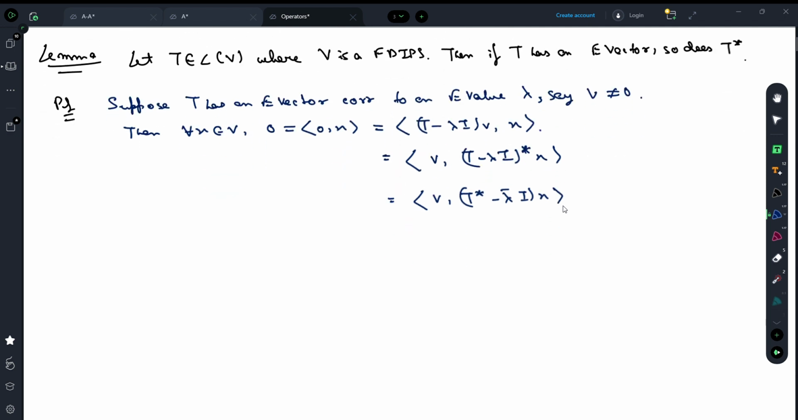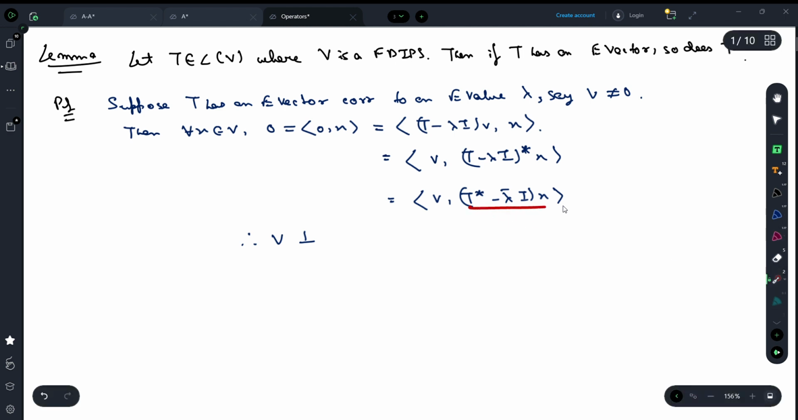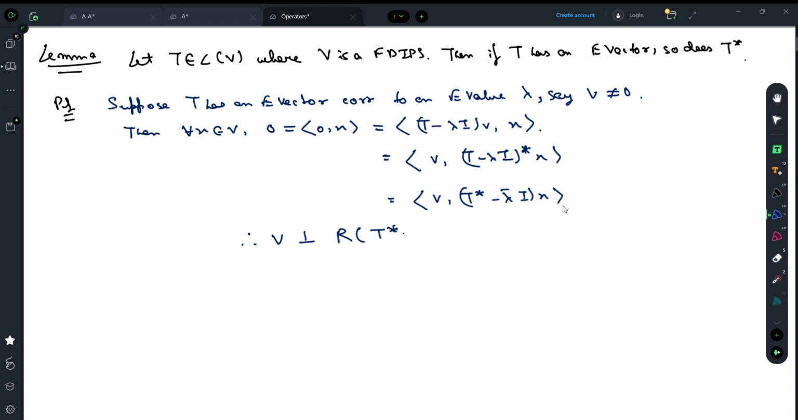See, this immediately means that V is orthogonal to all the vectors which are of this form, right? But the collection of all the vectors of this form are precisely the range of the operator T star minus lambda bar I. So V is orthogonal to the subspace, the range of T star minus lambda bar I.